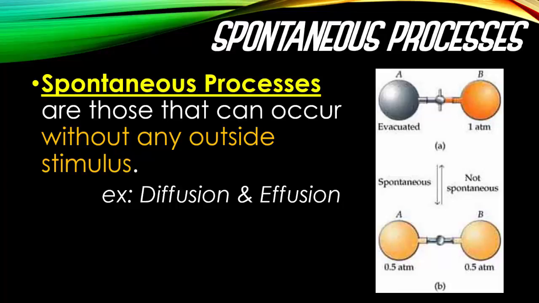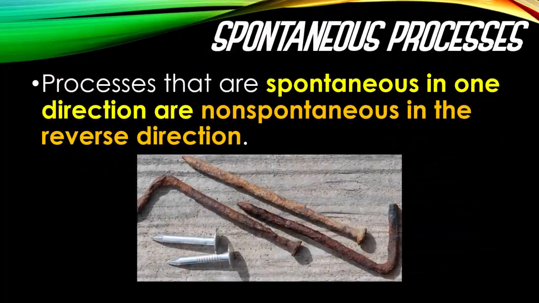But we'll have to understand that sometimes when a spontaneous reaction occurs, the reverse of it is non-spontaneous. For example, if you look in the picture, it would be non-spontaneous, meaning you need to put energy into it, if you wanted to get the bottom jar of gas completely evacuated to one side. So when a process is spontaneous in one direction, this means that it is non-spontaneous in the reverse.